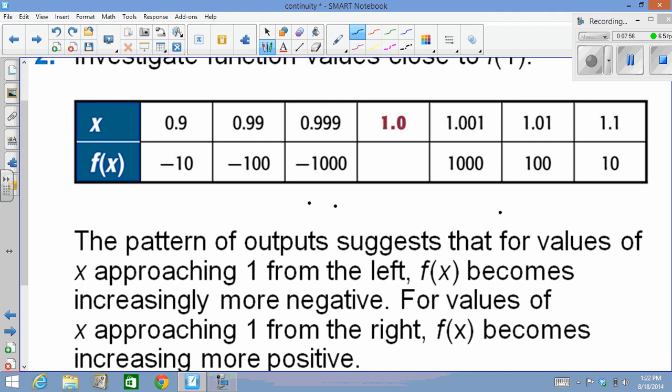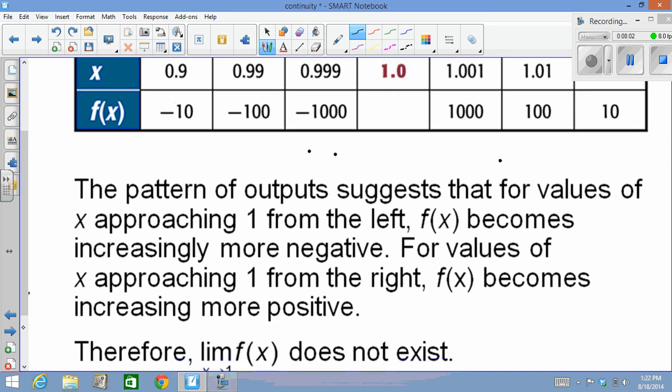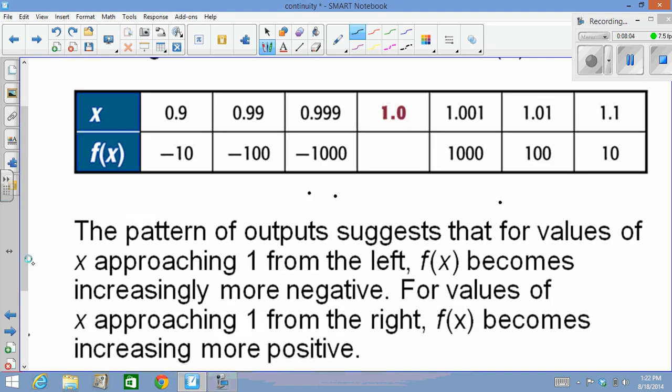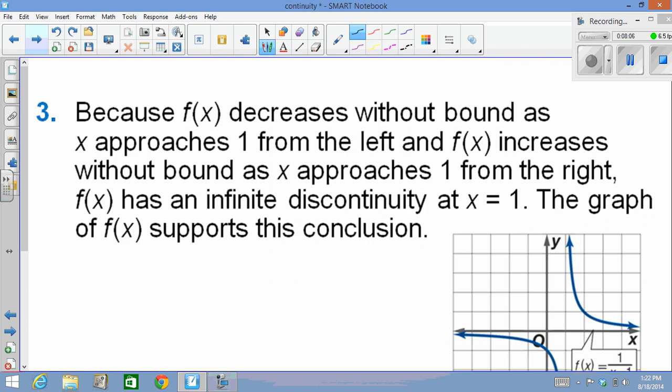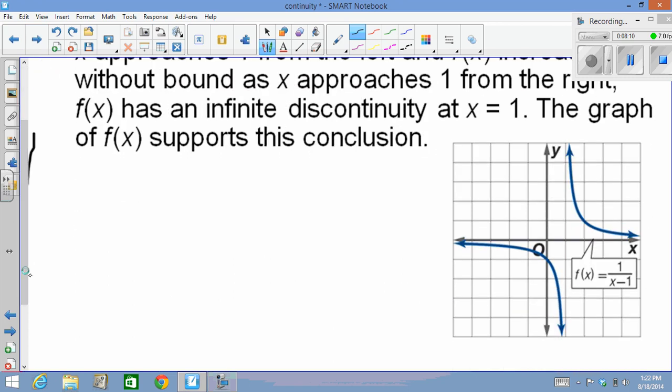So since one number is going up and the other number is going down, that's hopefully going to give you a hint of what kind of discontinuity it's going to have. If I look at the next slide, I will see that I have a discontinuity, and there's my particular graph. And if I look, as it's going up on the right and down on the left, that basically tells me that I have an infinite discontinuity.